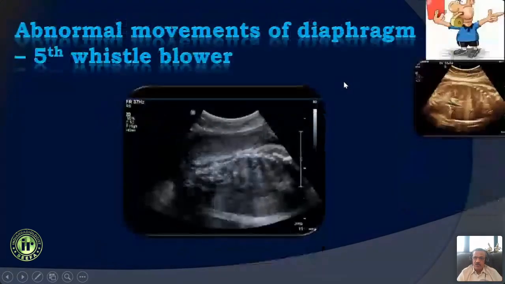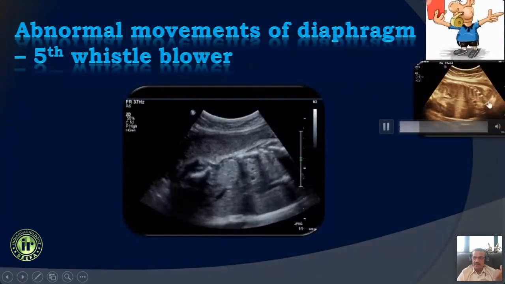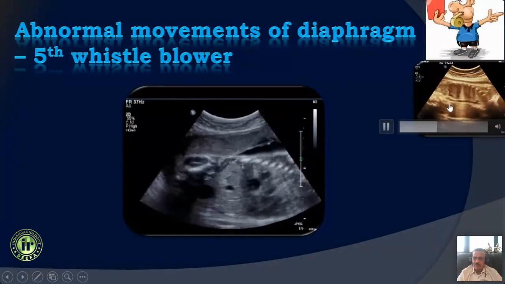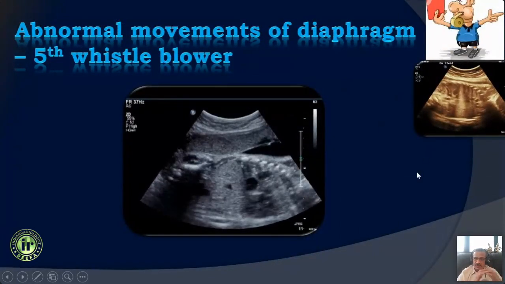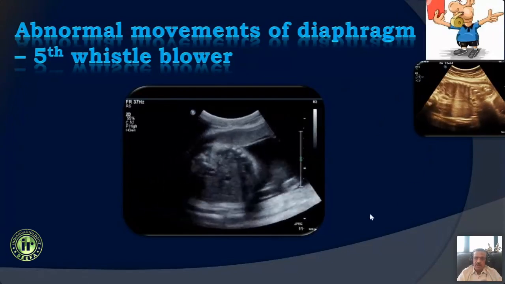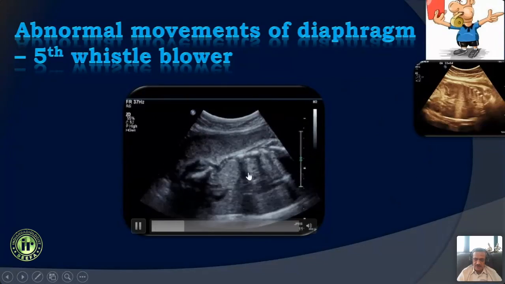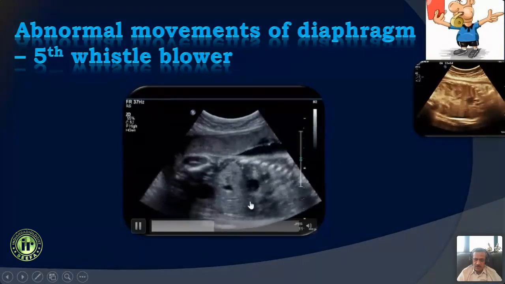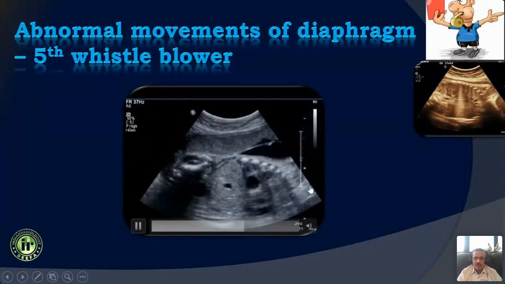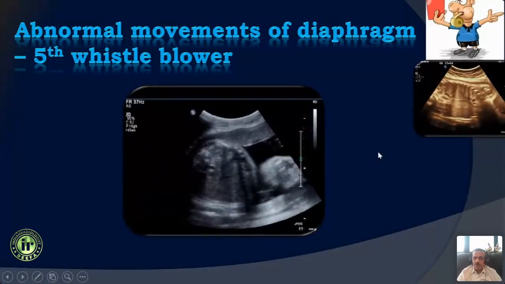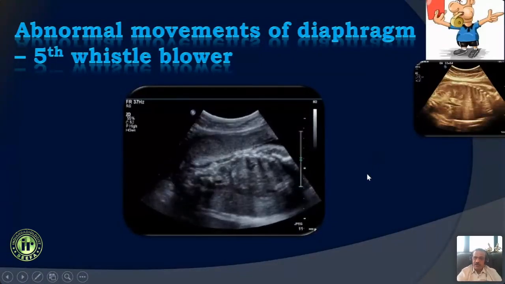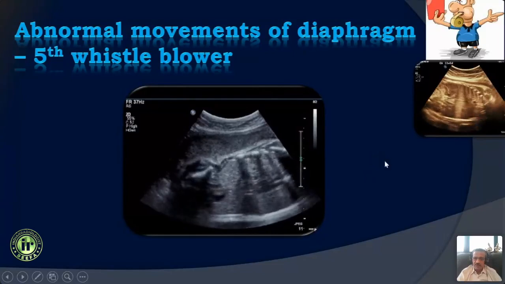And lastly, look at the movements of the diaphragm. As I said, both the leaves of the diaphragm should move synchronously. That is very important. If you see paradoxical movements of the diaphragm, as you see here, you can see that one leaflet is going up, the other going down, one coming up, the other going down. That is another whistleblower for a possible thoracic abnormality, classically, for example, in a diaphragmatic hernia.